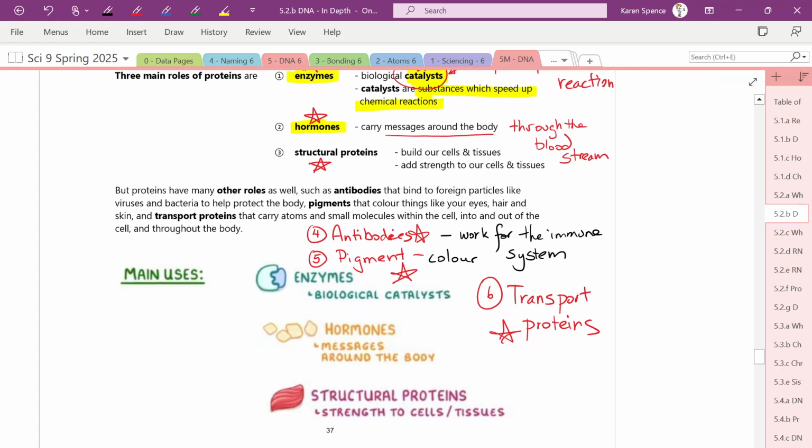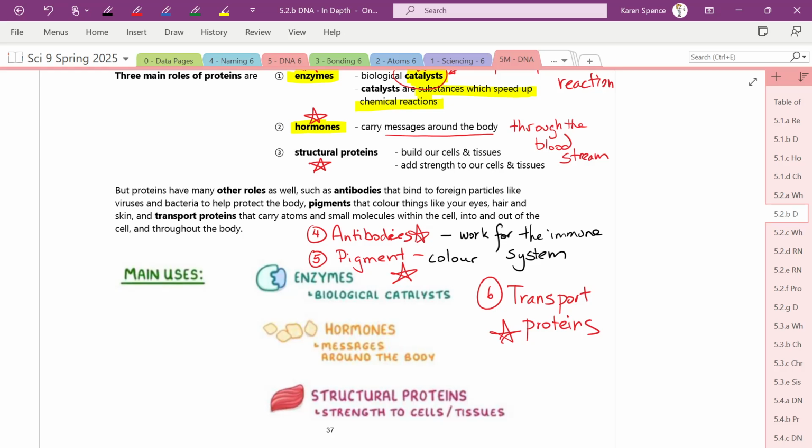Okay. But if you were only going to remember 3 of them, I would say enzymes, hormones, and structural proteins are probably the big 3, and the other 3 are very important, but we have to pick the 3 that are most important. We would pick those 3.